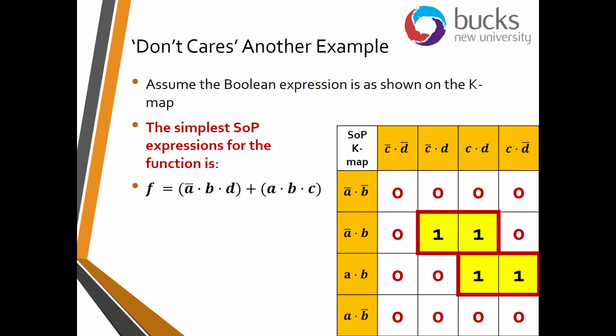So here's another little example with don't cares. We assume the Boolean expression is shown in the K-map here. The simplest sum of products expression for the function would be F equals not A and B and D, or A and B and D. So we can basically make 2 prime implicant groups with this SOP K-map.